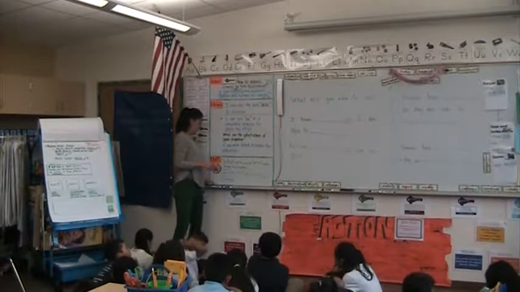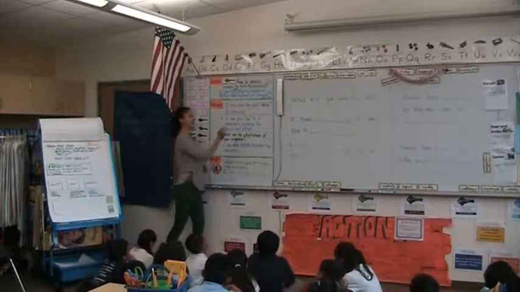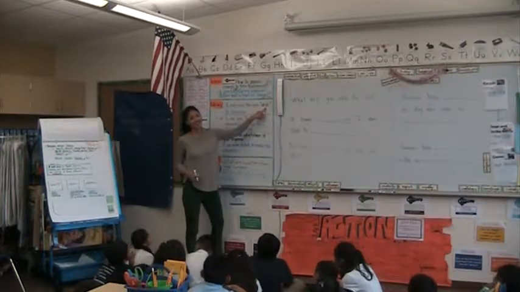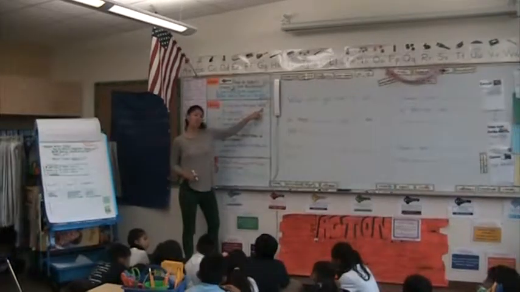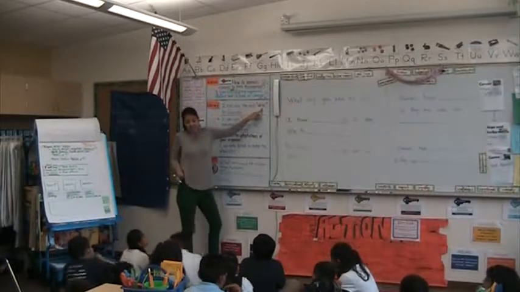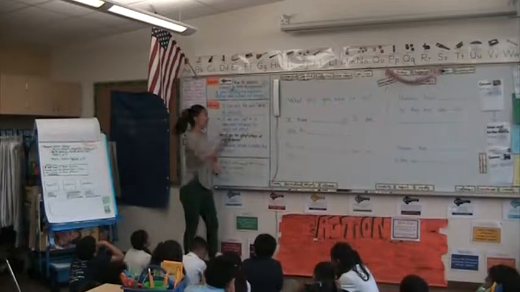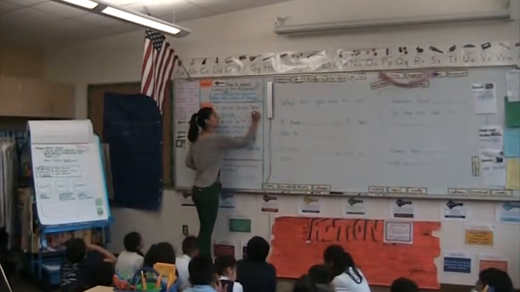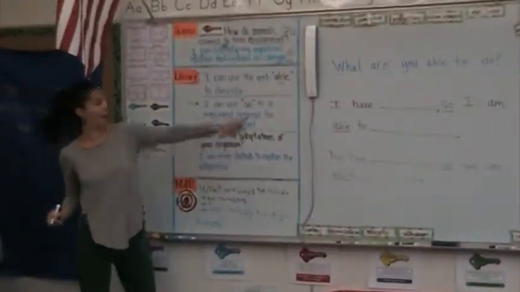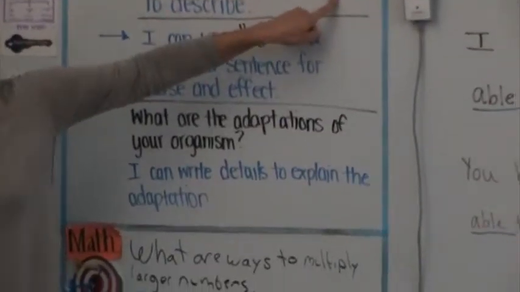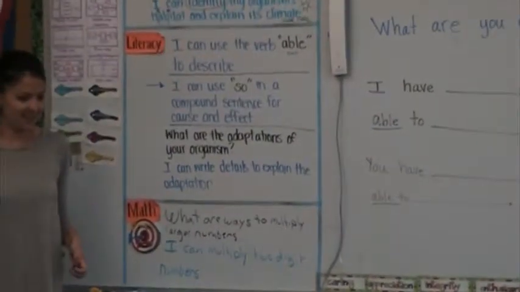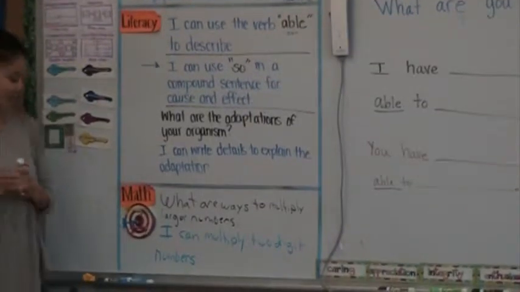But I'm going to give you a little hint. Able, we use a lot in English. You can even use it in your posters and your research. It's what we use sometimes for this word that you guys know very well. What is that little word? Can. Sometimes it's can, able to.